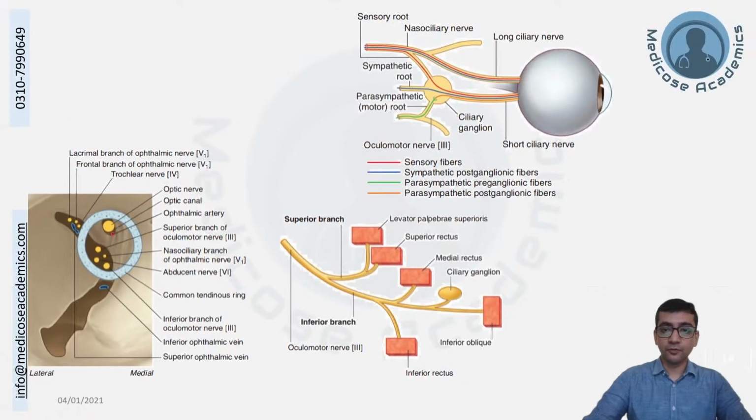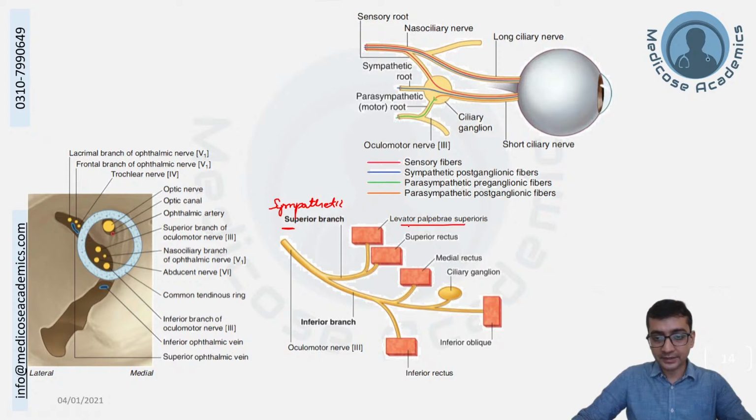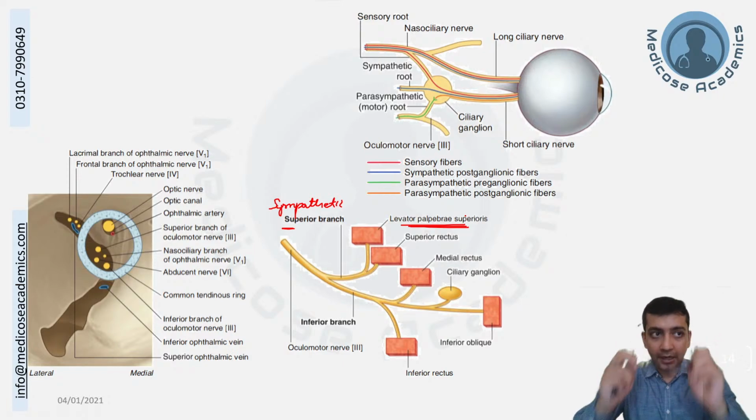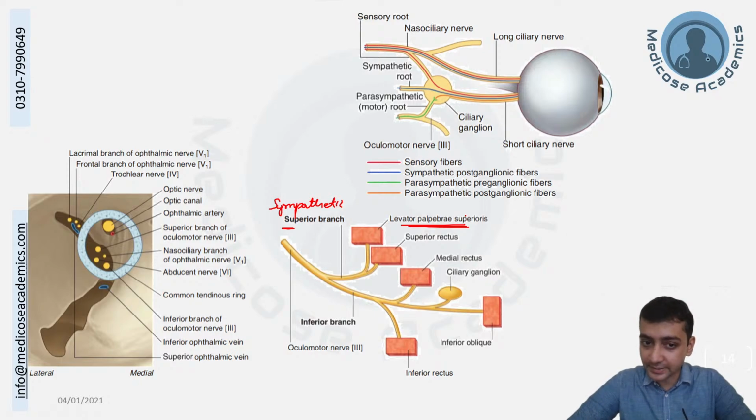It is very easy to remember with the help of a mnemonic: S for sympathetic, S for superior. So the sympathetic fibers are going through the superior division and they are going to supply the levator palpebrae superioris. The levator palpebrae superioris, the one that is elevating the eyelid, has both a somatic supply and a sympathetic supply. The somatic supply helps you open the eyelid at your will. You want to open your eyelid as far as you can, and that is due to the somatic supply.